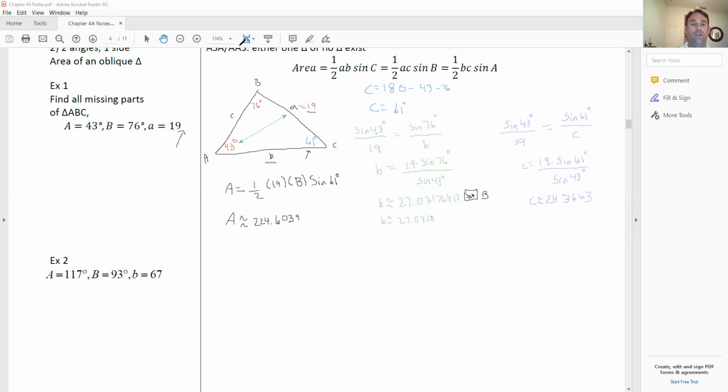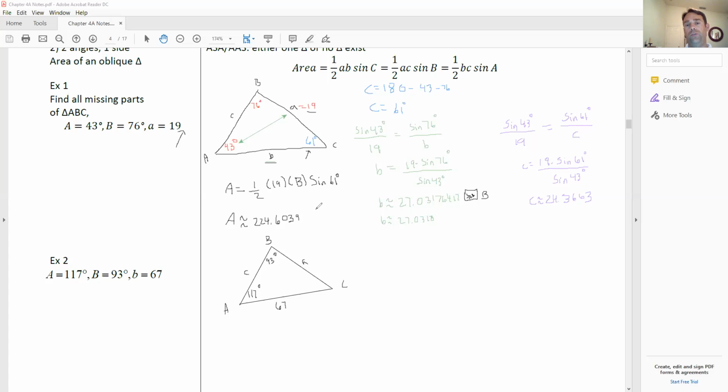Found it all. All right, friends, why don't you take a look at this next one and see what you can make out of it. Go ahead and pause the video and give it a shot. All right, let's see how you did here. I got angle A was 117 degrees. I got angle B was 93 degrees. And angle C, I don't know, but little b was 67. And I got to find little c, little a, and the area.